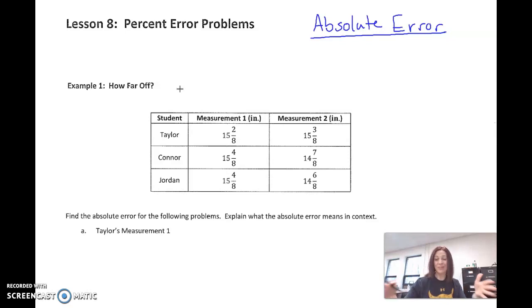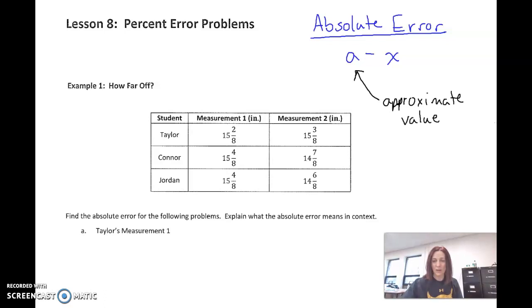In math, remember, absolute value is like the distance away from something, and it's going to be kind of like that. We're going to take whatever our approximate value is and subtract our exact value. So this A right here is going to be our approximate value, and this X right here is going to be our exact value. But since we're taking the absolute, we're not going to be worried about whether this is positive or negative, so we're going to put the absolute value signs around it.